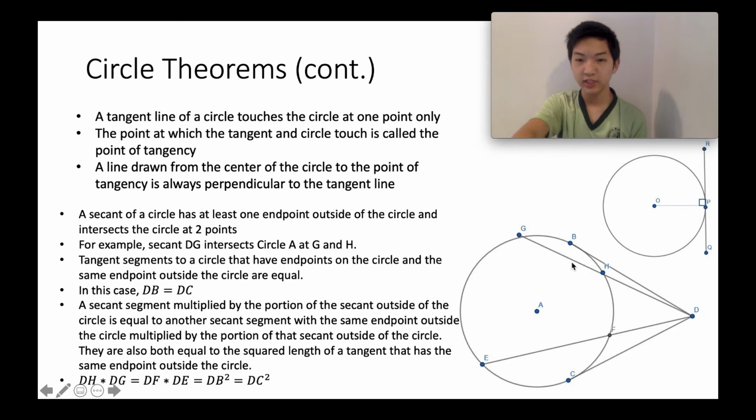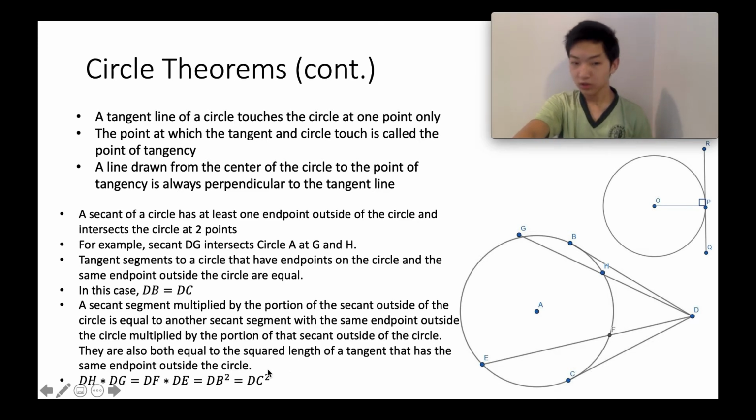So we could say DG times DH, which is what this theorem is talking about, is equal to, well, we have another secant here, DE, the portion that's outside the circle is DF, so DH times DG is equal to DF times DE.